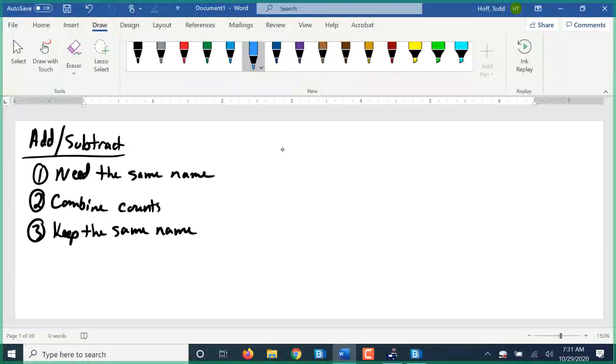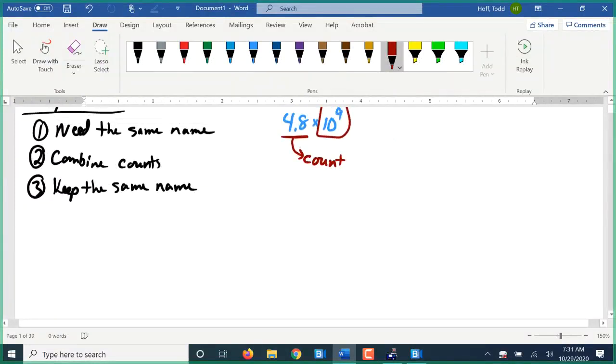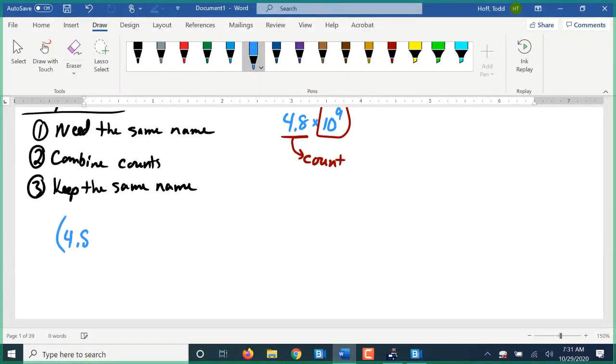If I have scientific notation like 4.8 times 10 to the ninth, the part of that that implies a place value is the 10 to the ninth. That is the name. The 4.8 then is the count. So if I go to combine numbers in scientific notation, I have 4.8 times 10 to the ninth. Now these parentheses here are not an enclosing symbol. It's not telling us to do anything there first. It's just separating that number out from the rest of the problem.